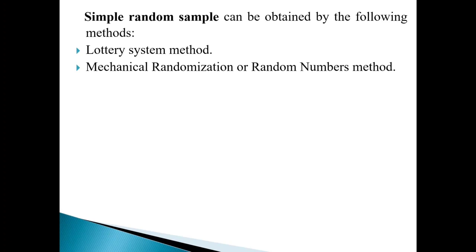And the lottery system method, we all know what it is. If there are capital N units in the population, slips of equal size, as similar as possible, will be prepared. Then some person will shuffle them and draw a sample from that N-unit population. This is the lottery system method. But the lottery system method is not applicable for a large population, say 1,000, 10,000, 20,000. That's why, to draw a simple random sample from a large population, the mechanical randomization or random number method is used.